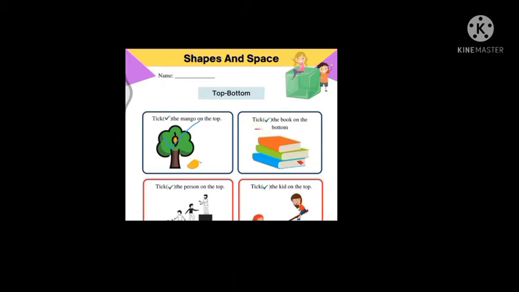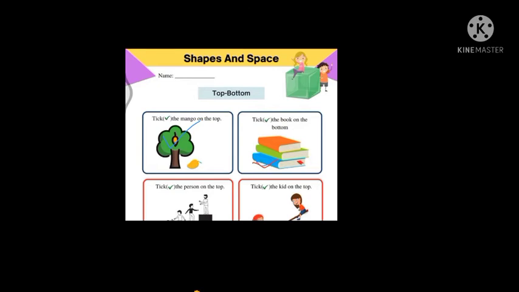Next question is tick the book on the bottom. Now students, we have to find out the book which is put on the bottom. You will see we are having this orange book, right? First one is the orange book, then the green book which is second, and the last one which is nearest to the floor is your third book, right? So we have to find out which book is on the bottom, right? So students, as you can clearly see, the third one, the blue one, is at the bottom, so I tick the book.